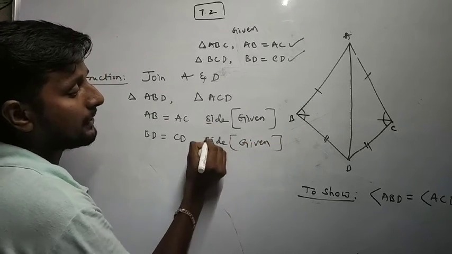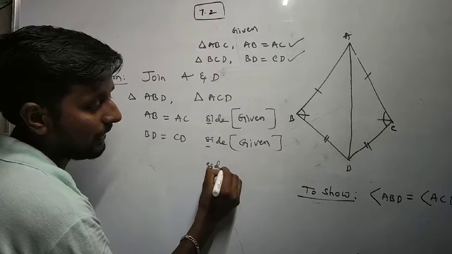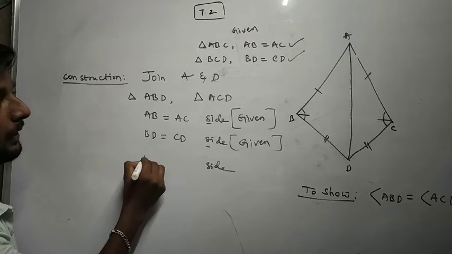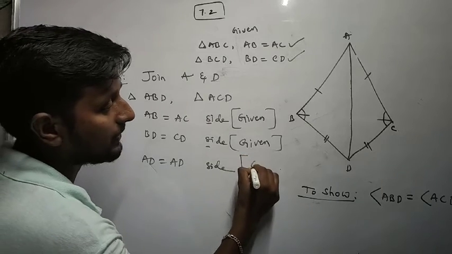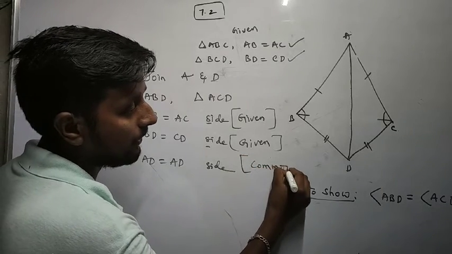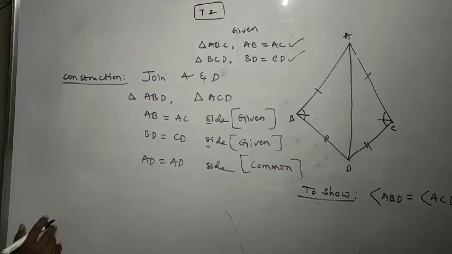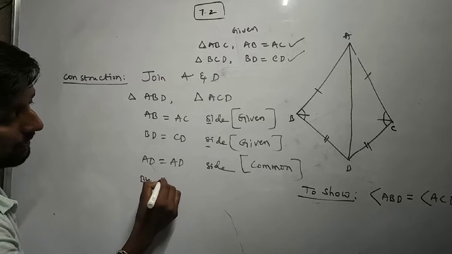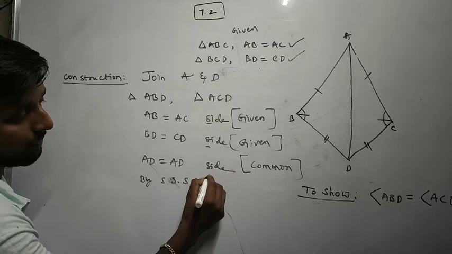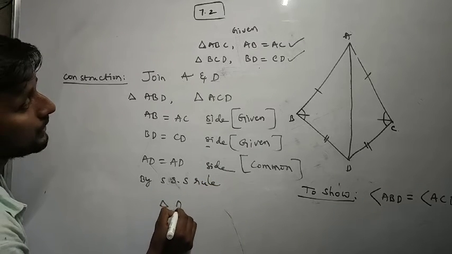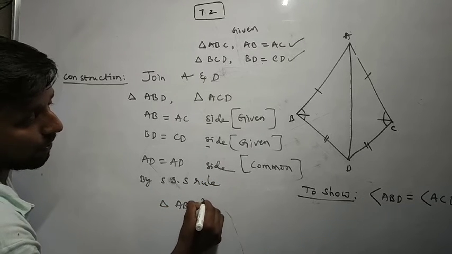We have already, yes. I want to use one more side now. That is AD is equal to AD. It is also a side. The reason for equality is that it's a common side. Now by the SSS rule, both triangles are congruent.